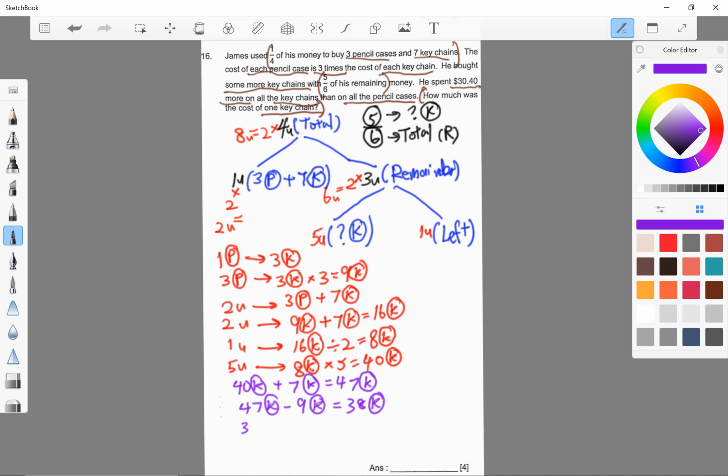And the price of 38 keychains is none other than $30.40. So with that being the case, the price of 1 keychain will just be $30.40 divided by 38. And if I do that, my answer will be 80 cents. Alright? So having done that, I have actually found the answer.